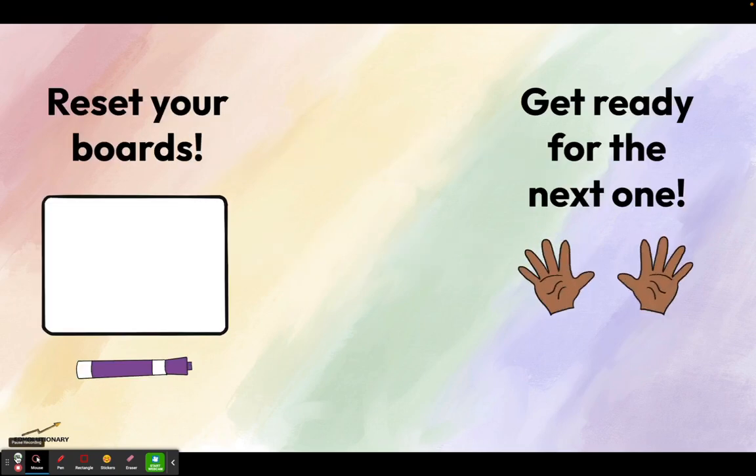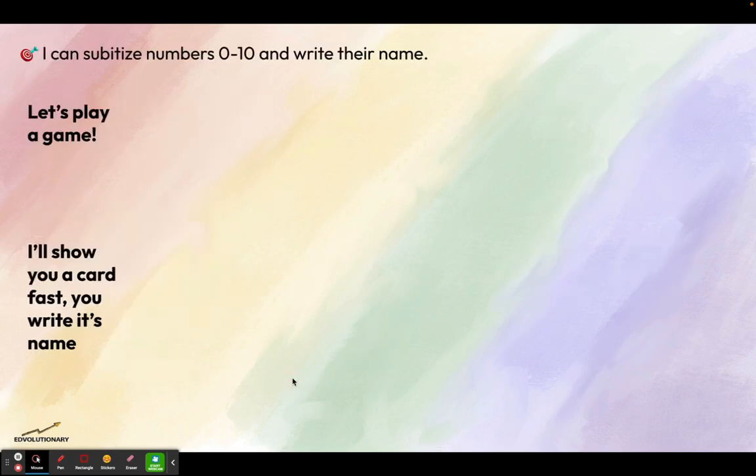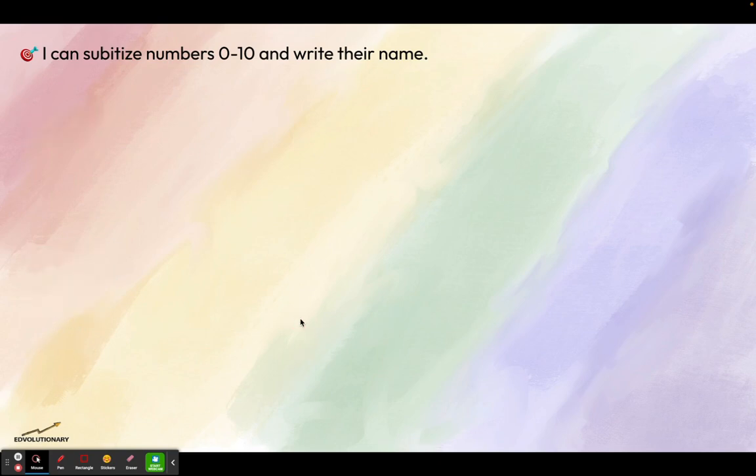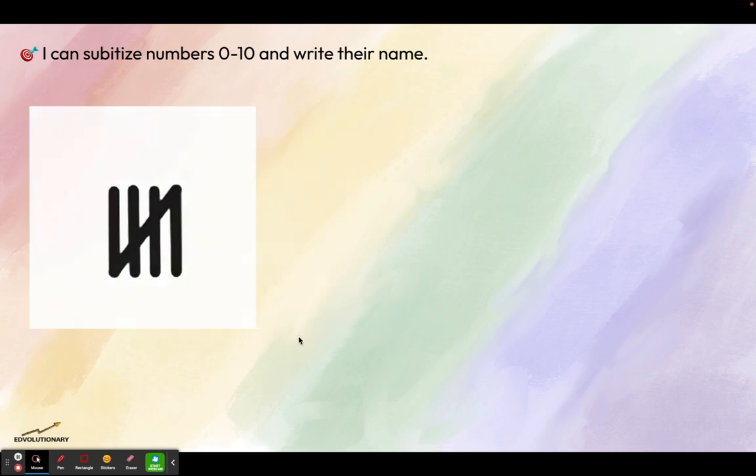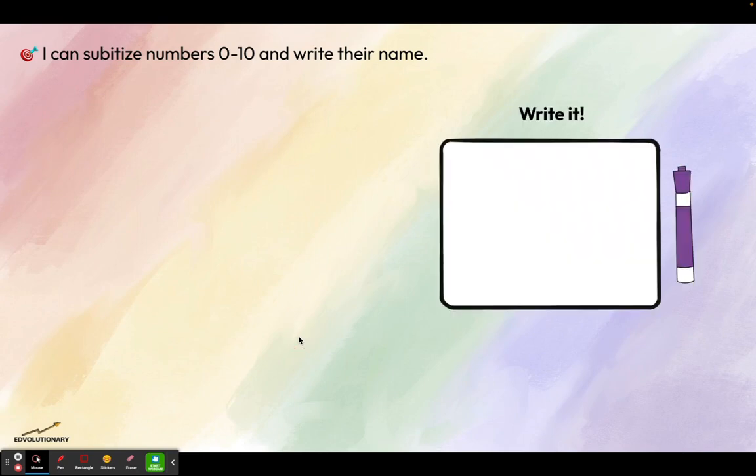So, Monday we'll play a game that they're already familiar with. Let's see if I can make it click. There we go. Let's play a game. I'll show you a card fast. You write its name. So you'll click, you'll show the card, you'll make it go away. You'll give students a prompt to write it.